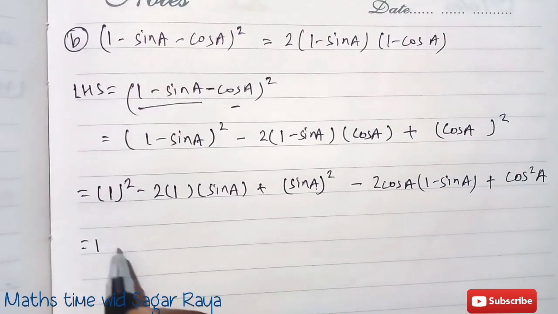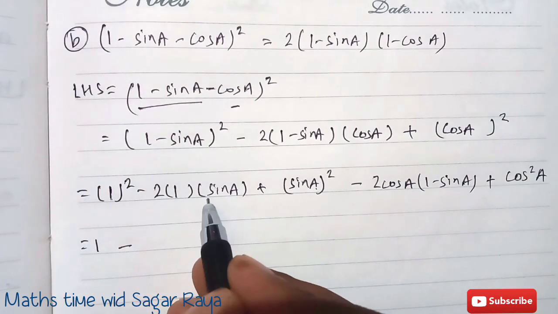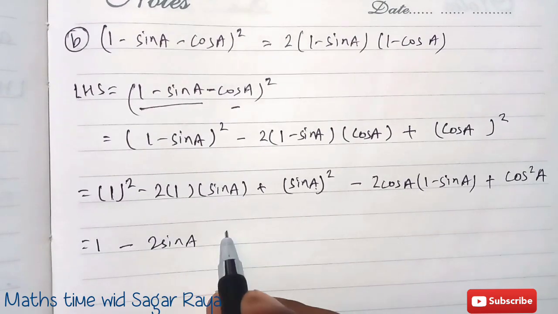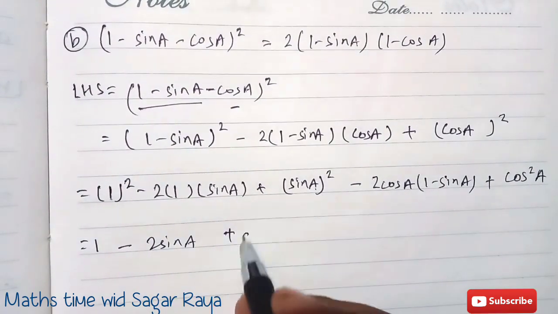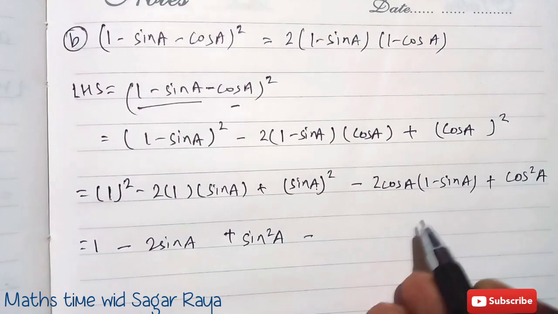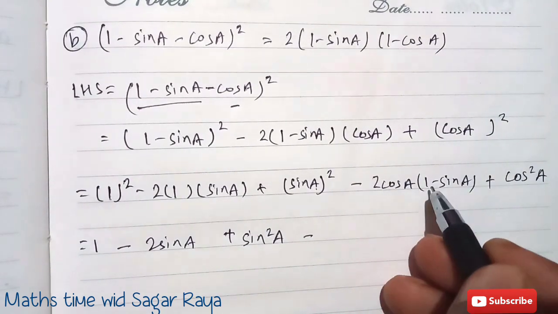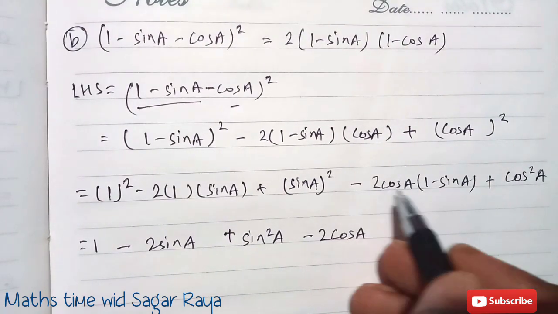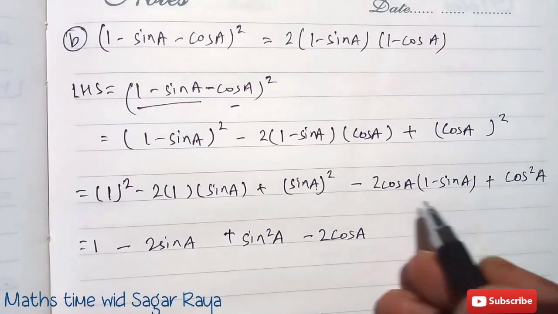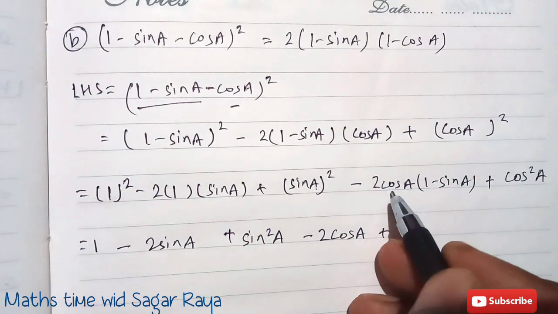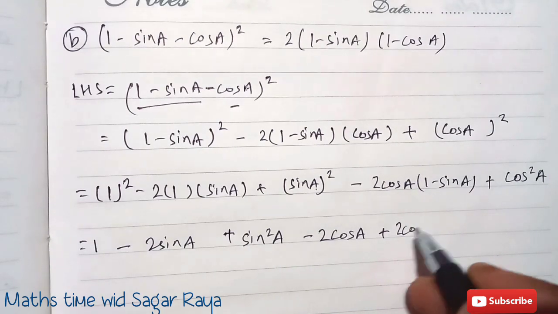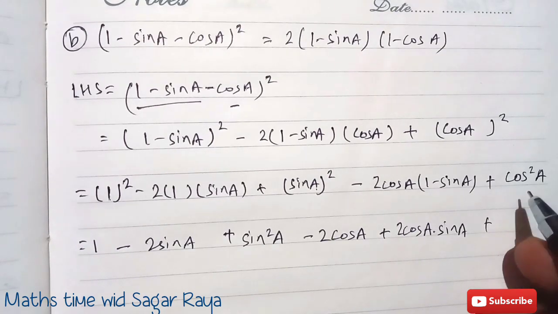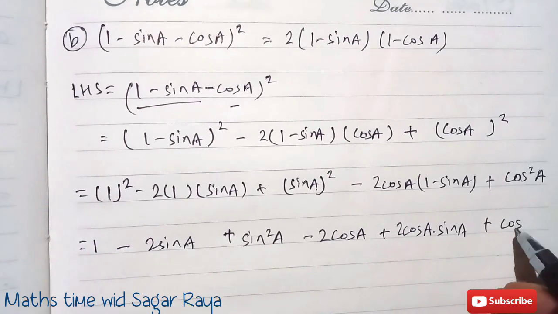So 1 square is 1, minus 2 times 1 times sin a is 2 sin a, plus sin square a. Then minus 2 cos a into 1 is minus 2 cos a, and minus 2 cos a times minus sin a, so minus minus will be plus, 2 cos a sin a, and here plus cos square a.